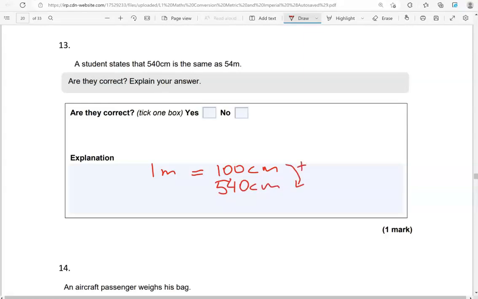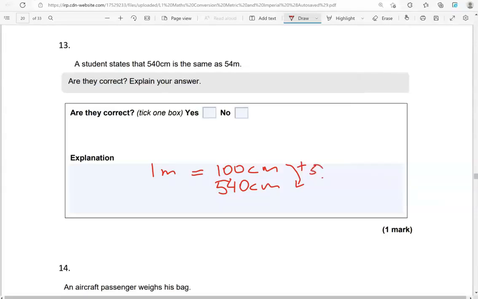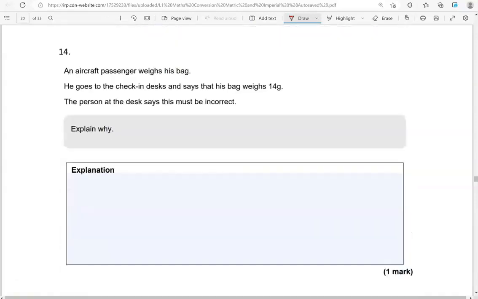So what do we multiply 100 by to get 540? So we'll do 540 divided by 100, which is 5.4. We'll do the same here now, times 5.4. 1 times 5.4 gives us 5.4 meters. So that's definitely not 54 meters. Are they correct? We're going to say no, and we've shown the working out.